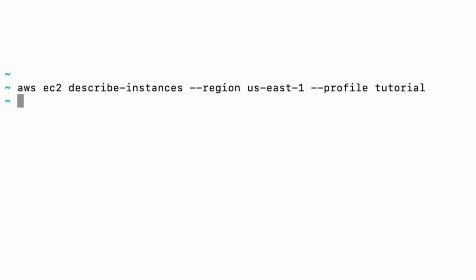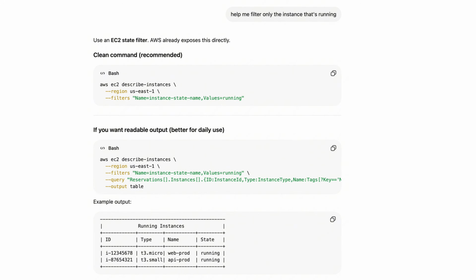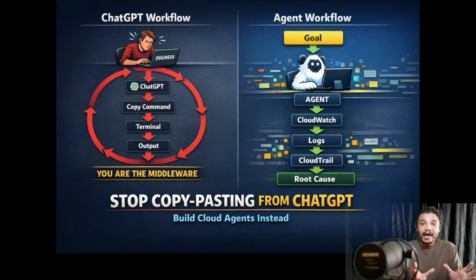They go back to ChatGPT and say, okay, now filter for only the ones that are running. They get another command, copy, paste, run. That's the loop of copying, pasting, going back to ChatGPT, asking another question, copying, pasting once again. And look, that's useful. We all started there when ChatGPT first came out. That was a really good way to speed up your workflow. It's better than Googling. But let's be honest about what's happening here.